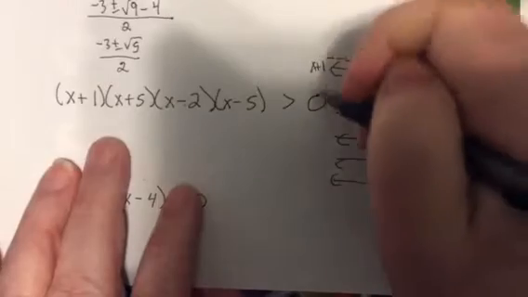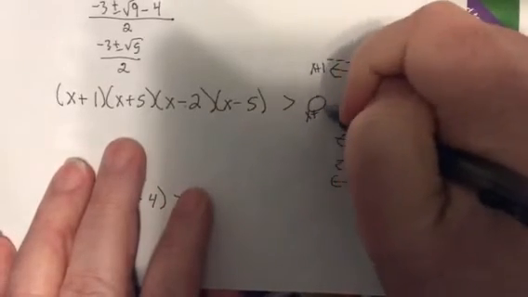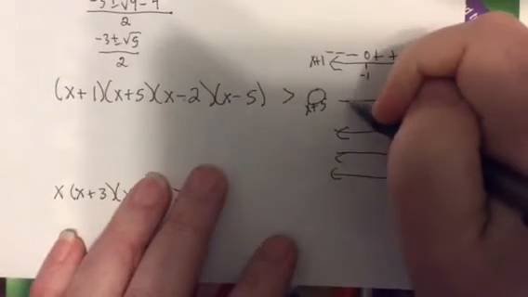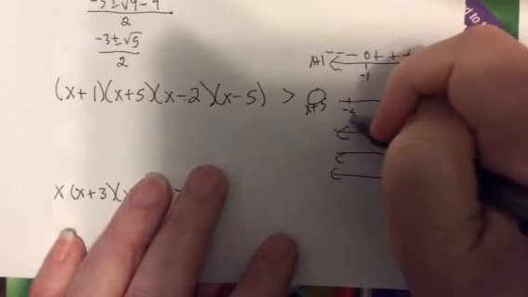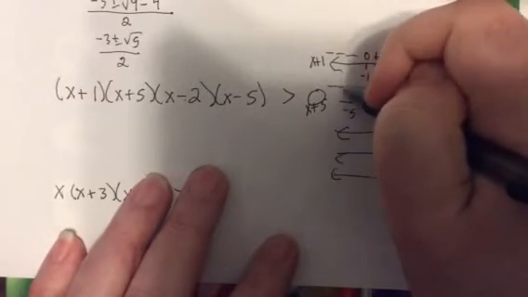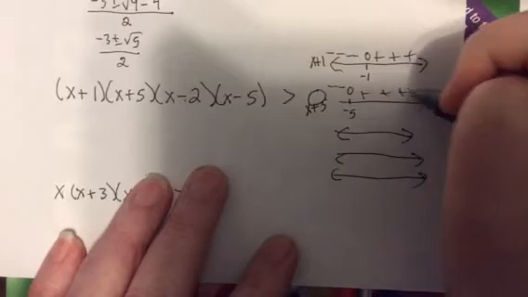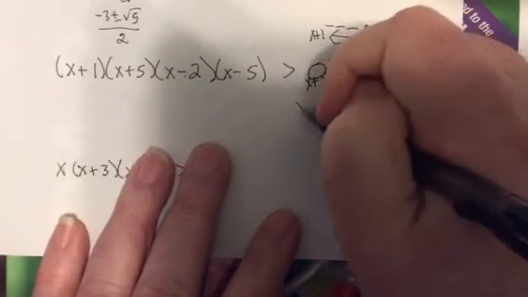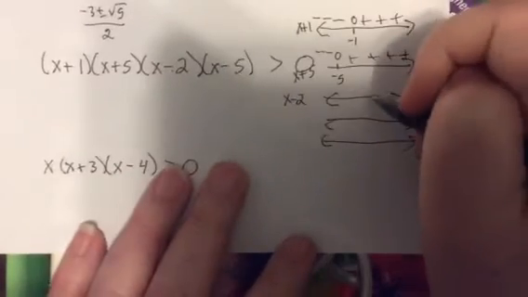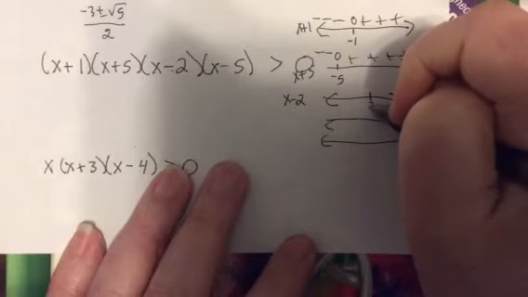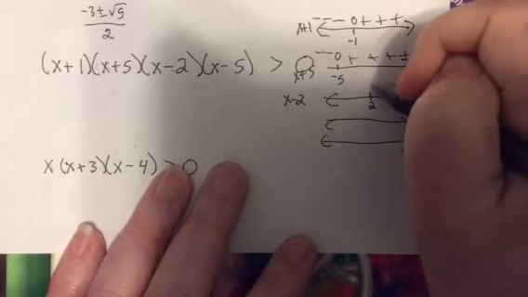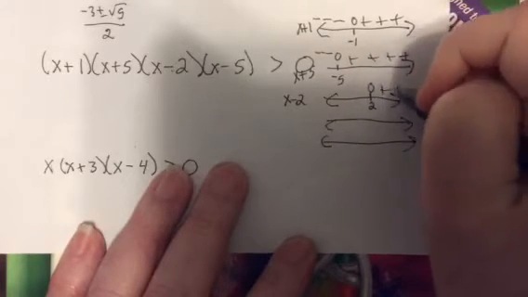Then we have x plus 5. So that would be negative 5. So again, 0, negative this way, plus, plus, plus, plus this way. Then we have x minus 2, so that would be 2. Should have made these things bigger, sorry. That'd be a 0 to the right, plus.